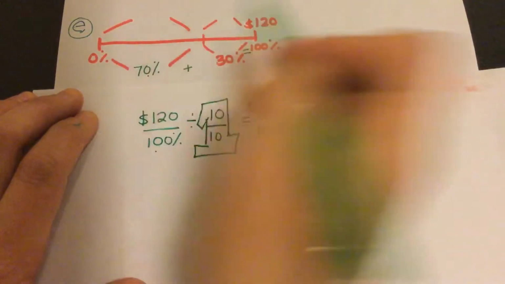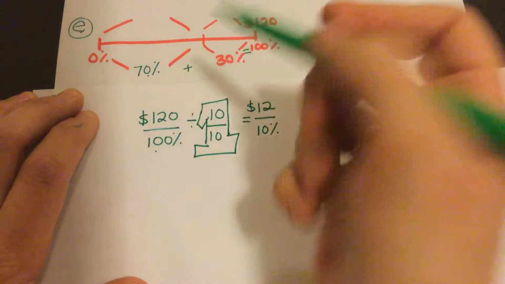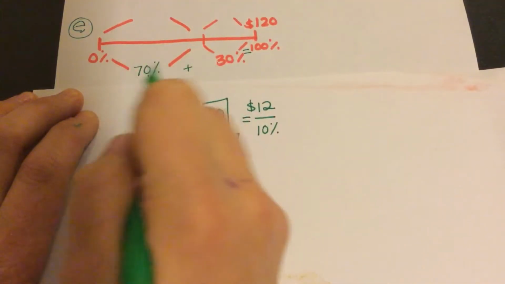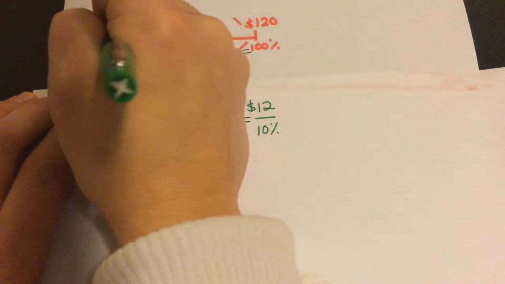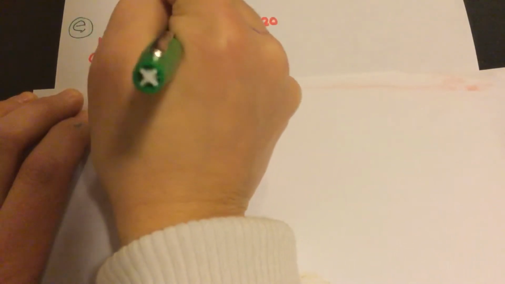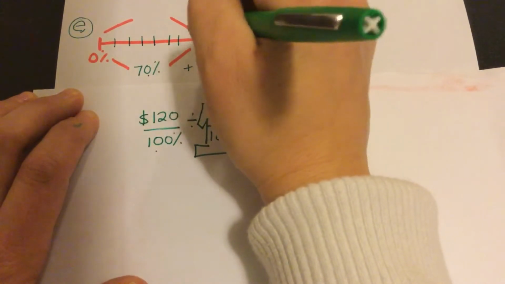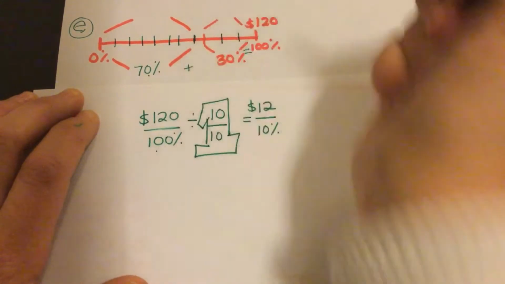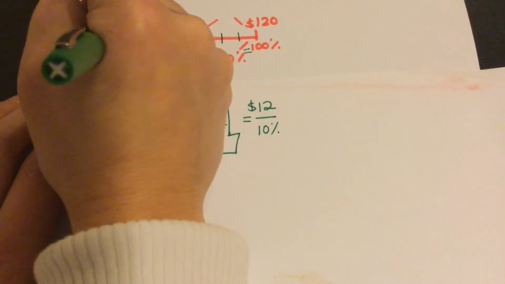And then I'm going to partition my graph into 10 pieces, just like I did there. So I know that for the 70%, that would be 7 pieces. And then for the 30%, that would be a total of 3. Okay. Now I know that I'm counting by 12s on the dollar amount. So I'm going to go ahead and start counting by 12s.